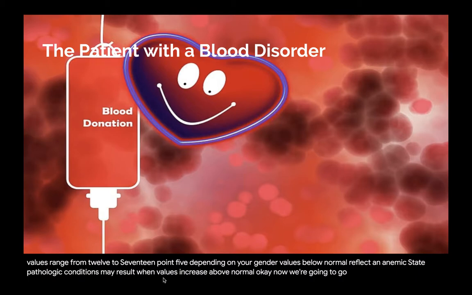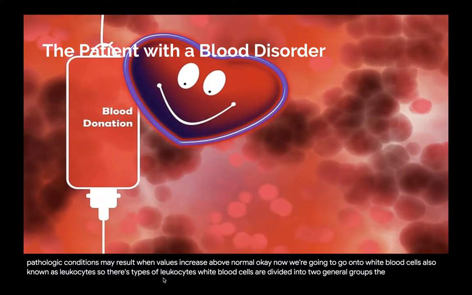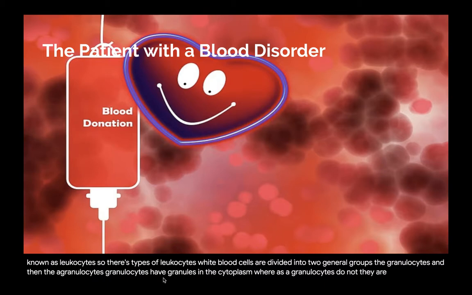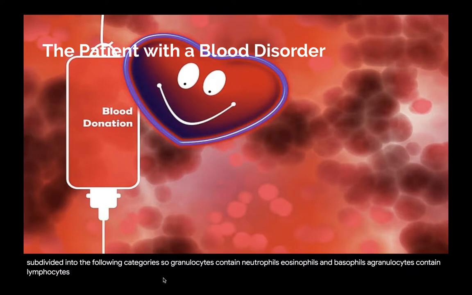Okay, now we're going to go on to white blood cells, also known as leukocytes. So there are types of leukocytes. White blood cells are divided into two general groups, the granulocytes and the agranulocytes. Granulocytes have granules in the cytoplasm, whereas agranulocytes do not. They are further subdivided into the following categories. Granulocytes contain neutrophils, eosinophils, and basophils. Agranulocytes contain lymphocytes and monocytes.